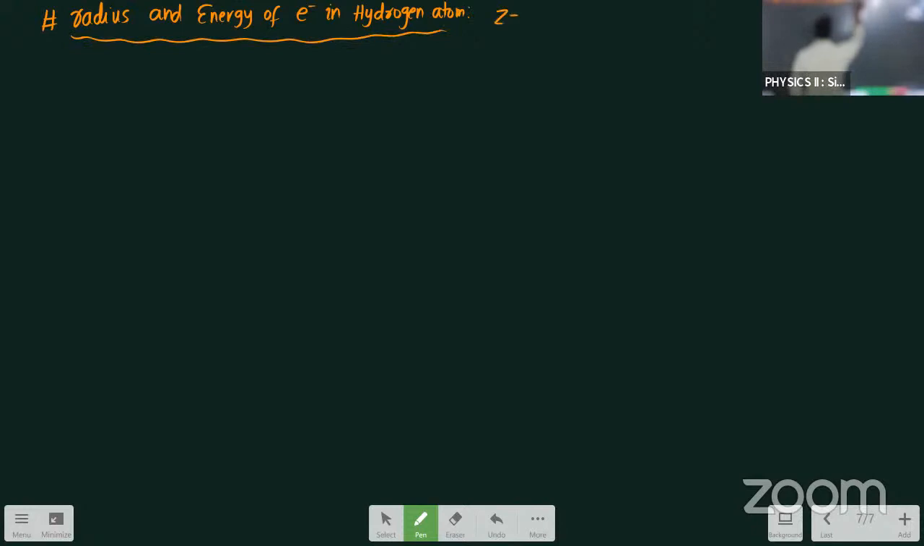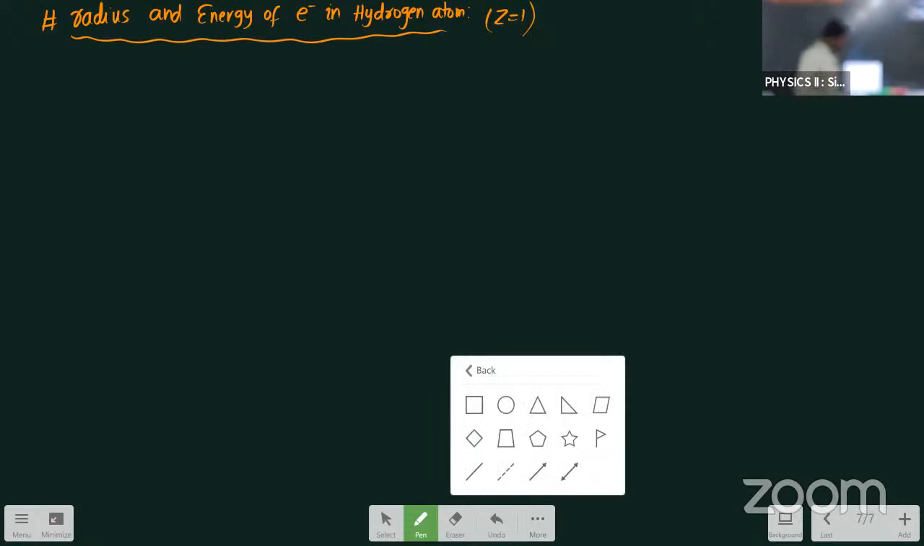See here. I'm writing here radius and energy of electron in hydrogen atom. Here in the case of hydrogen atom, what is the atomic number Z? We'll be writing Z is equals to 1. So everyone carefully see here, mathematical derivation is there, very easy derivation.